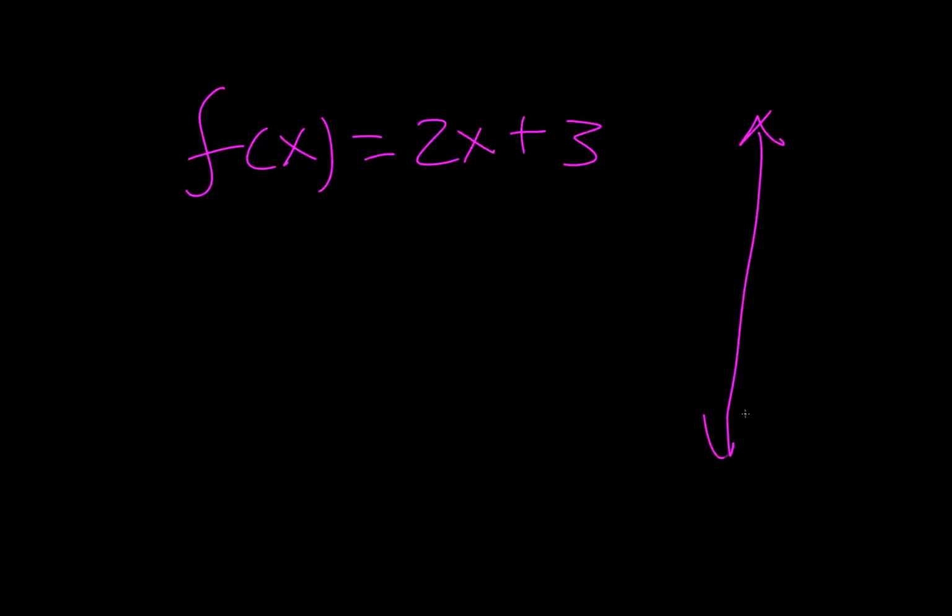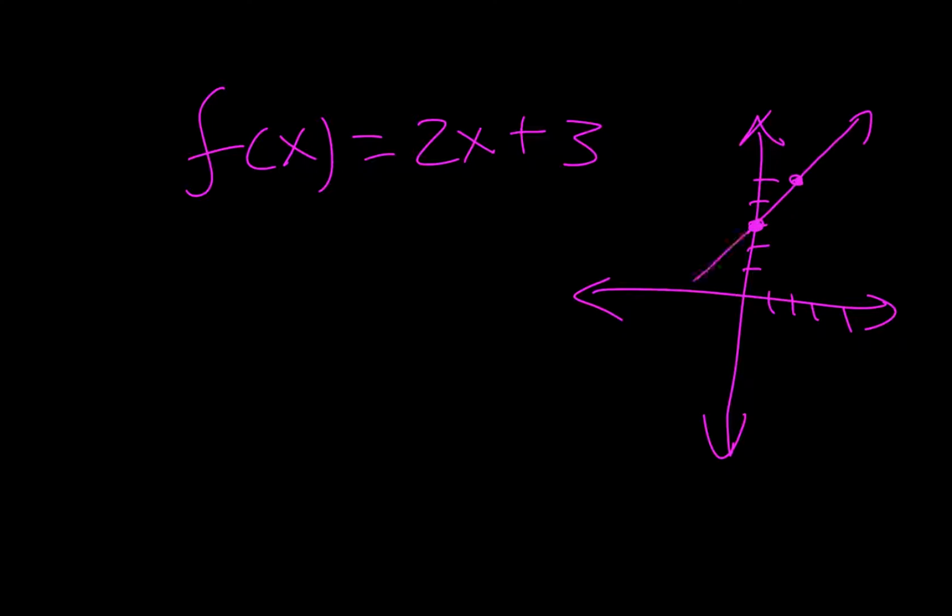So what we're going to start with is f of x equals 2x plus 3, and we're going to show that on a graph. So all of this would be given to you. So we start at 3, we go up 2 over 1.